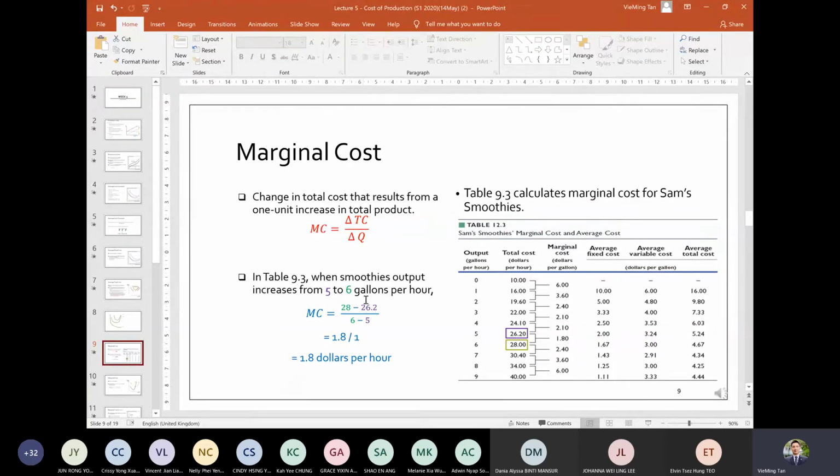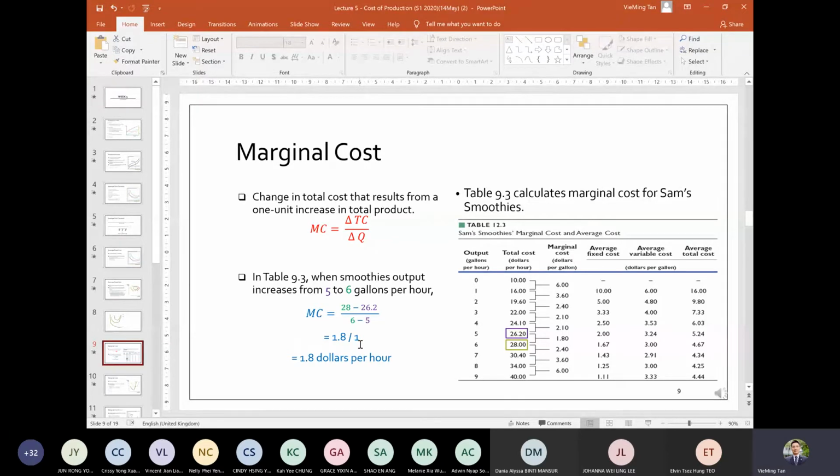Then how about change of quantity? Change of quantity is 6 gallons minus 5 gallons, so it's 1 gallon difference. So 1 goes to the denominator. Simplify, you get $1.8 per hour. So this is the additional marginal cost that occurs for 1 unit of additional production. Okay, so far any question on this? You need to remember the formula for how to calculate the marginal cost.